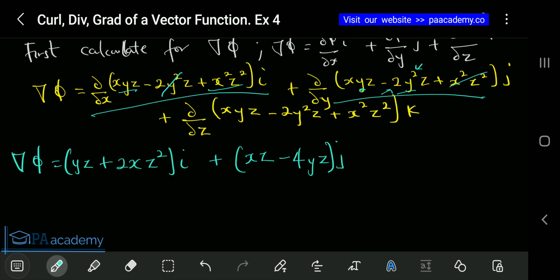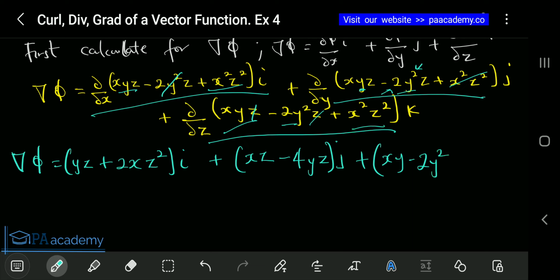So let's continue, then plus, this is the last part. So we are differentiating now with respect to z. If you differentiate this with respect to z, this z becomes 1. We'll be left with xy. Then here, if we differentiate this with respect to z, this z becomes 1. So we'll be left with minus 2y squared.